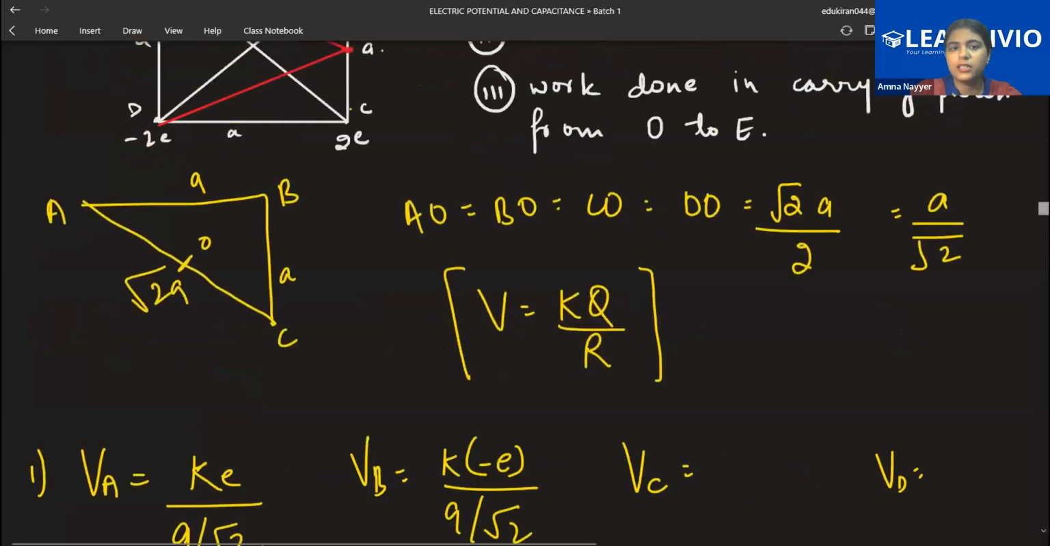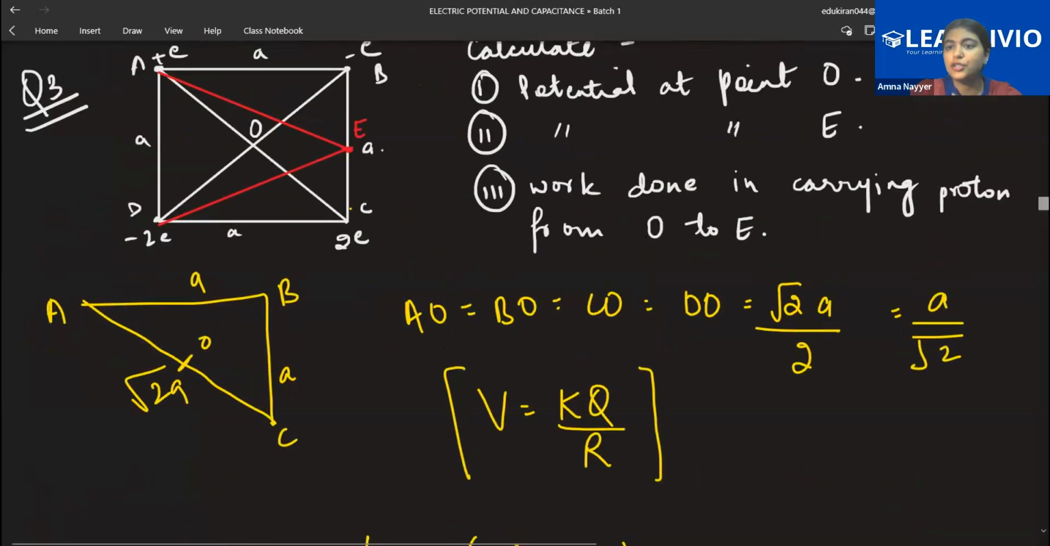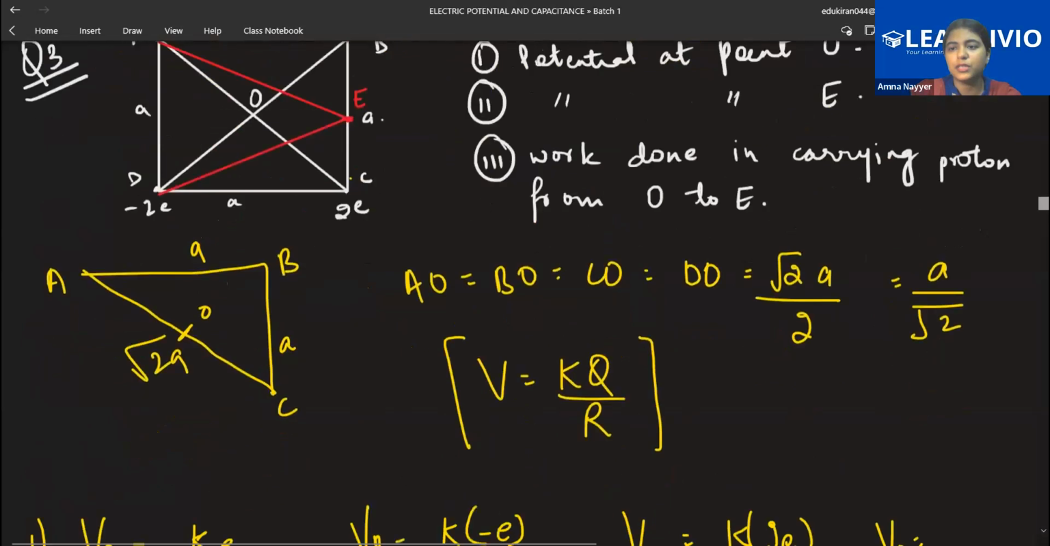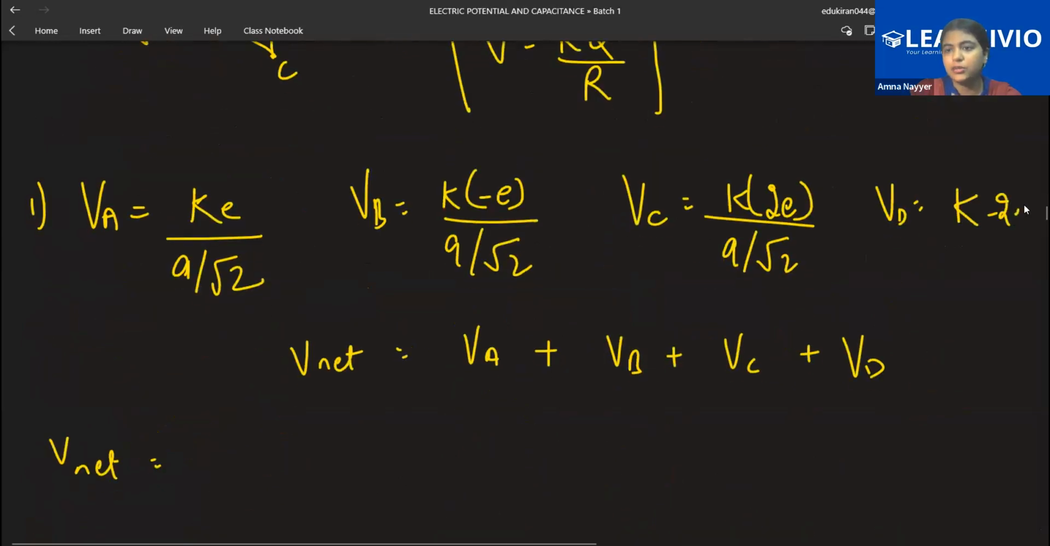What about the third charge C? It has the charge 2E. So this will be K into 2E by A by root 2. And what is VD? This is minus 2E. So K into minus 2E by A by root 2. Tell me, is this clear? KQ by R. R means the separation from the point at which you need the potential to the charge. Like A by root 2, from the center towards the charge. So that you will be needing.